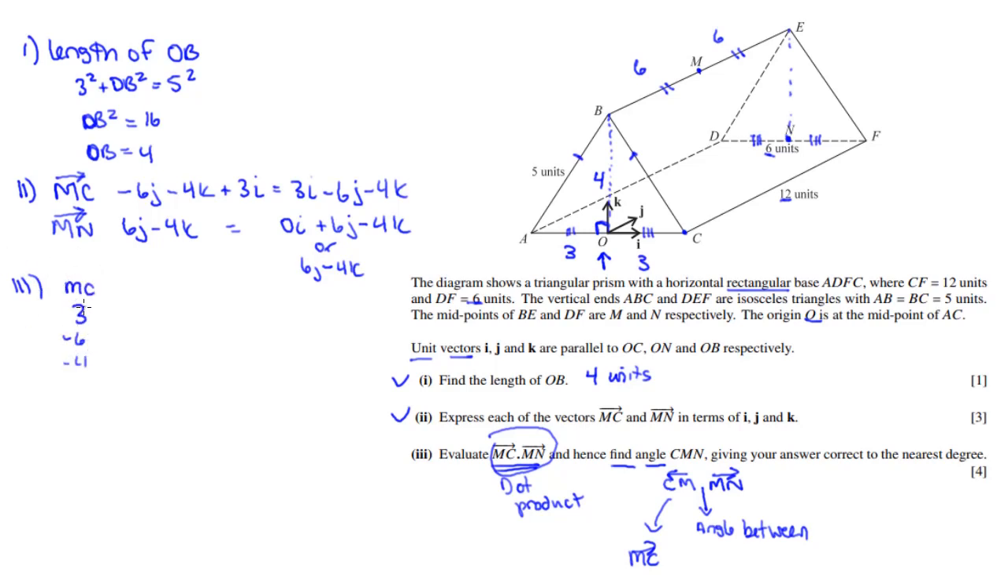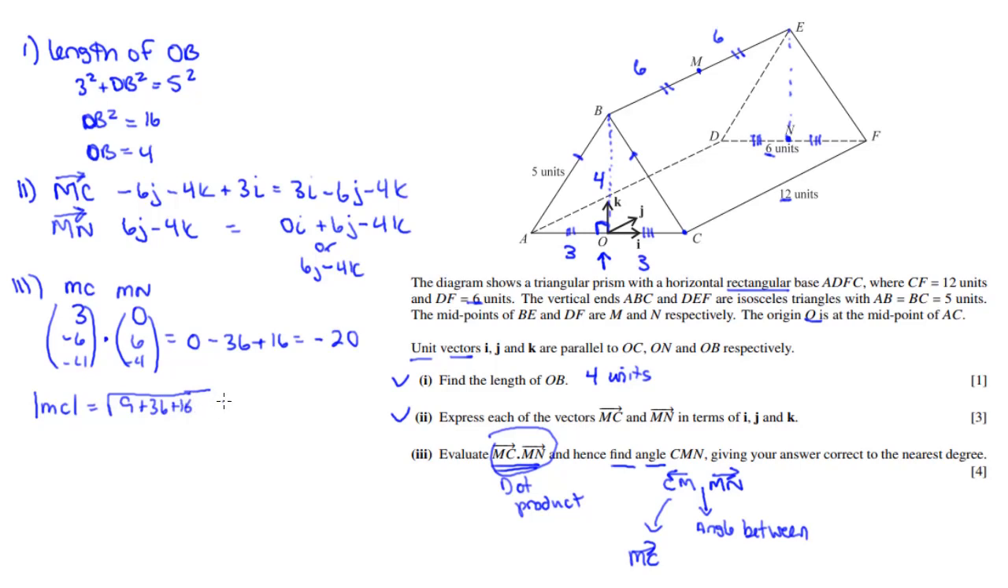And the first thing I'm going to do is find the dot product. I'm going to write it in columns because I think that's easier. So I go ahead and fill in my information and put them in. And now I'm going to multiply. That's going to be 0 minus 36 plus 16. That's giving me negative 20. Now I'm going to find the magnitude of each one of my vectors. And that's going to give me a square root of 61. And then MN is going to be a square root of 52.